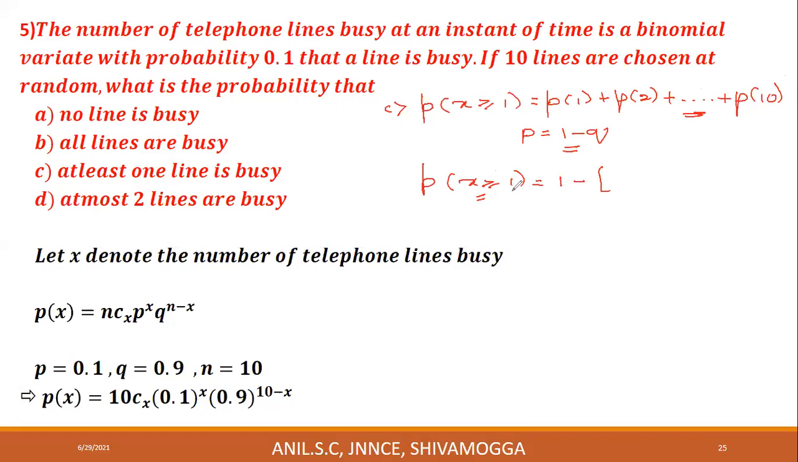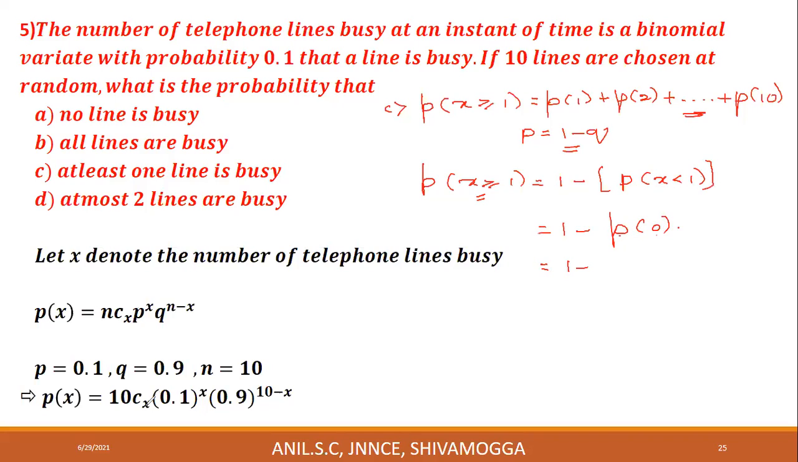If P of x greater than or equal to 1 is P, then what is Q? P of x less than 1. That's right. This is equal to 1 minus P of x less than 1, which means P of 0 is the only possibility. This is equal to 1 minus P of 0. Put x is equal to 0.